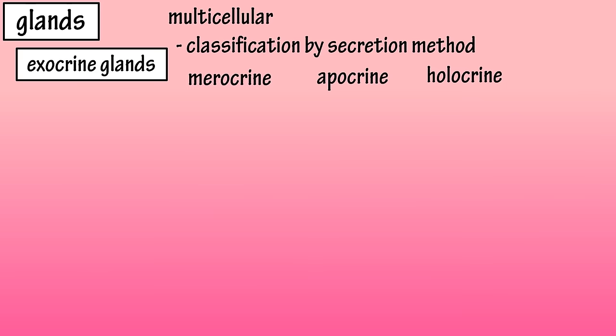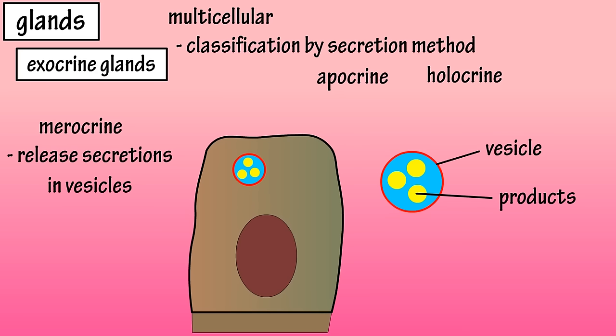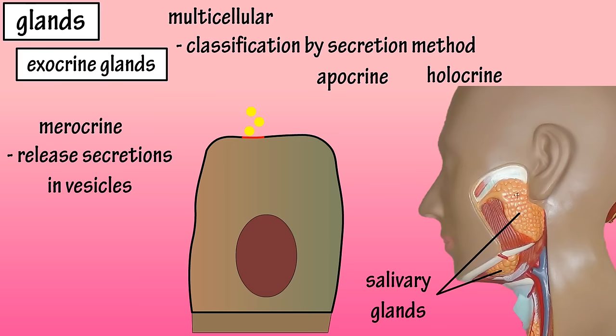Now for classification by secretion method, in which there are three basic types, merocrine, apocrine, and holocrine. Merocrine glands release their secretions through the process of exocytosis, where secretory vesicles are released through the plasma membrane of the cell, without damaging the cell itself. The salivary glands are an example of merocrine glands.